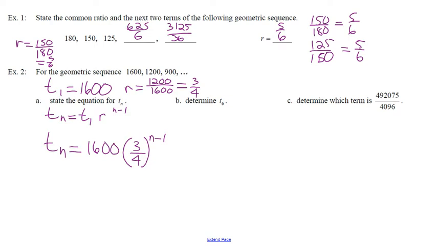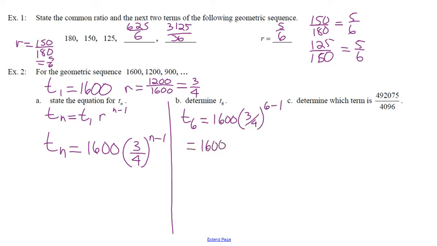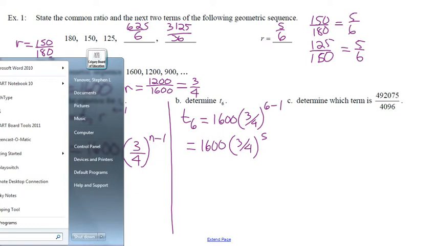Okay, which we don't want, we want t6. So t6 is 1600 times 3/4 to the 6 minus 1. I want to simplify that a little, so it's 1600 times 3/4 to the 5th.